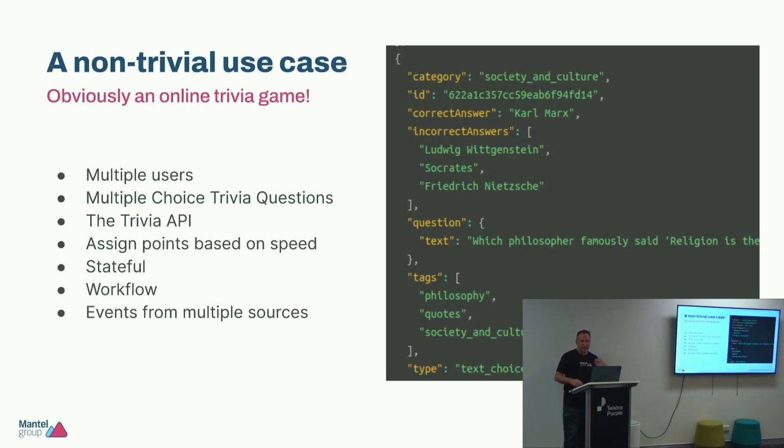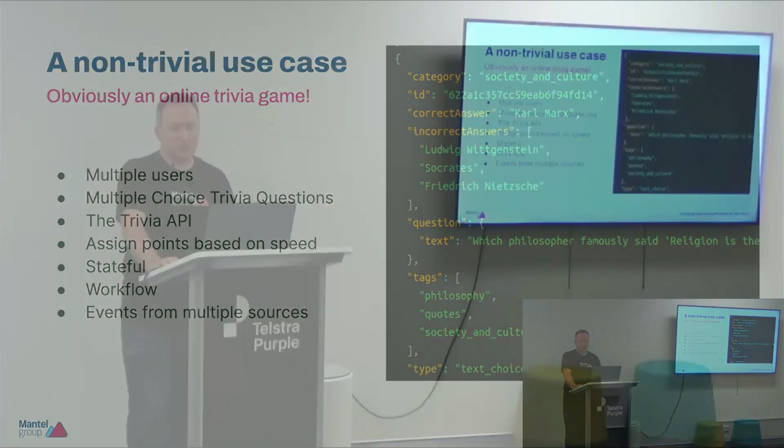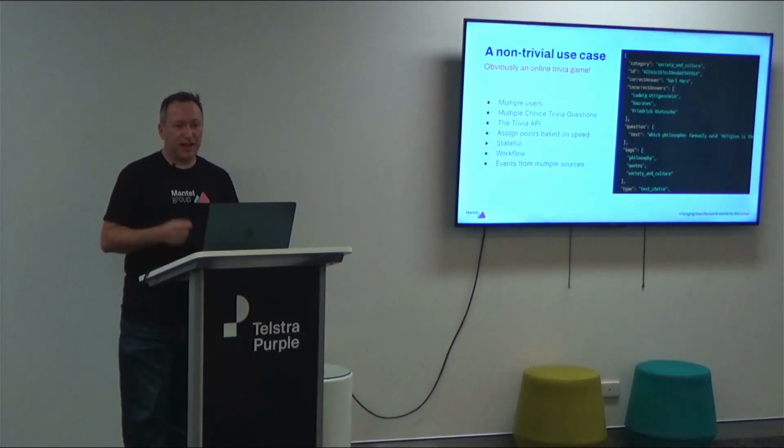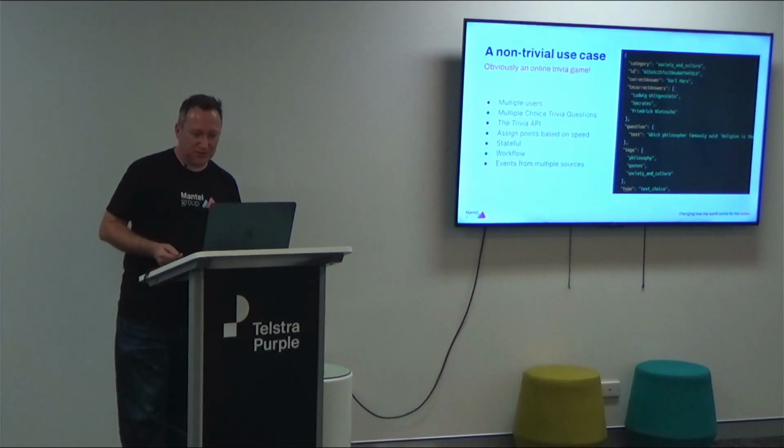We want to make it a little bit fun and interactive, so let's assign points to people based on how quickly they answer. That gives us a bit of logic to work on. So it's also an example of a problem that's stateful. We go through a bunch of states as we work through the game. It's got a workflow, and events are coming in from multiple sources. There's timed events, and there's users pressing buttons to cause events.